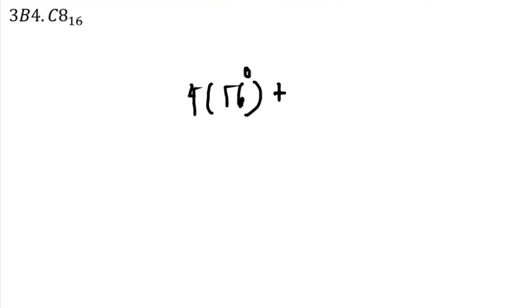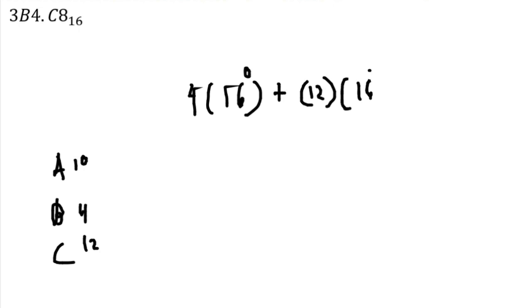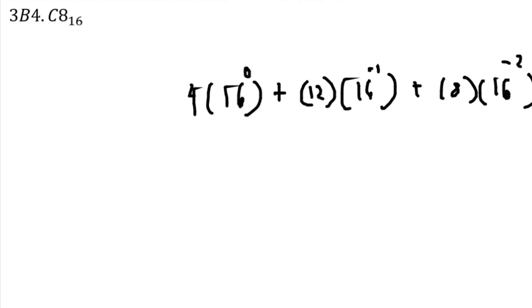Oh, my laptop glitched. So we're going to start with 4. And now, let's see what C is. So it's actually 12, so we can write C as 12. And then it's going to be multiplied by 16 raised to the negative 1 power, because of that decimal point. Okay, so we get this.